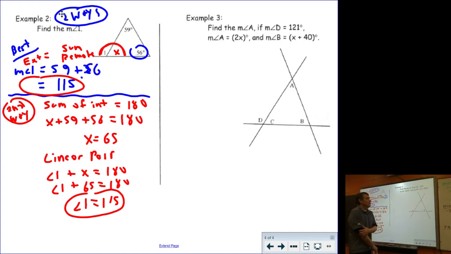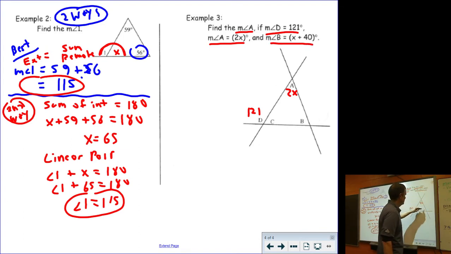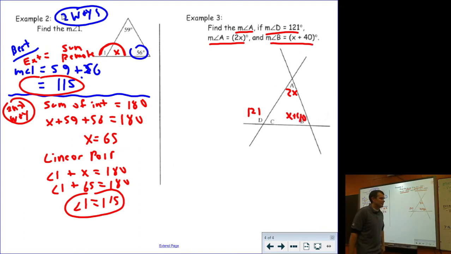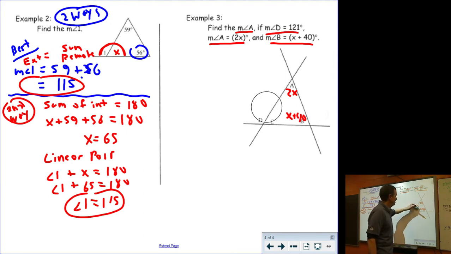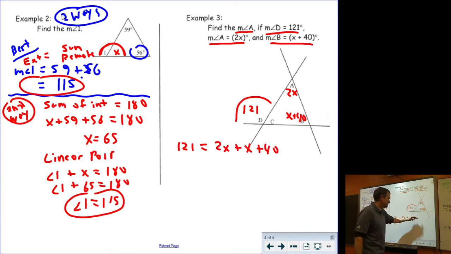Last example, we want to find the measure of angle A if D is 121, A is 2x, and B is x plus 40. Okay, so I'm going to use my rule again that the exterior angle, that would be this angle, is equal to the remote interior angles added together. So that would say that 121 is equal to 2x plus x plus 40.